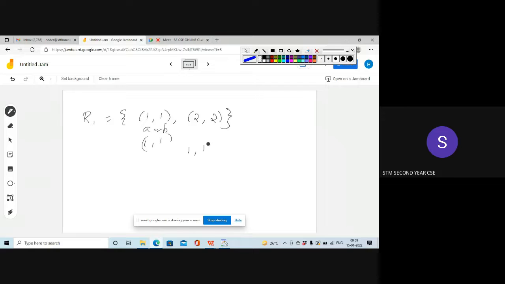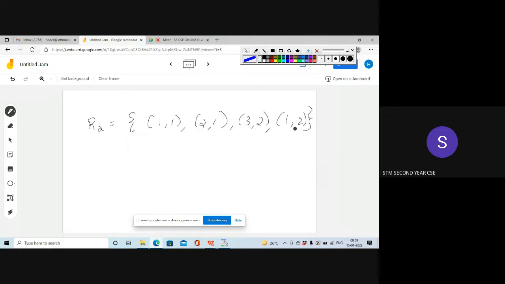But if (1,2) is there, and if (2,1) is also there in the relation, then this is not an anti-symmetric relation. Like another example, I'll give you. R2 is equal to {(1,1), (2,1), (3,2), (1,2)}. Is it anti-symmetric or not anti-symmetric?